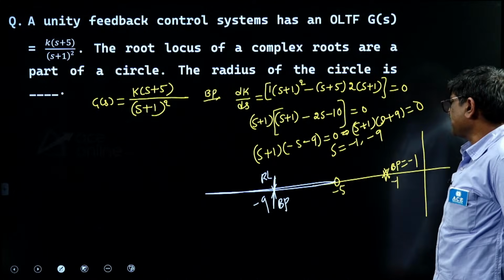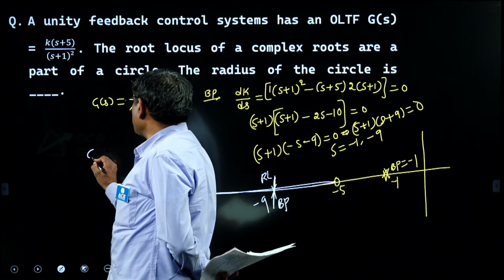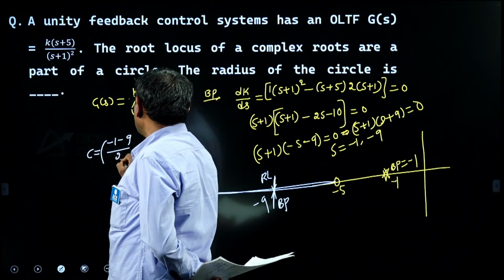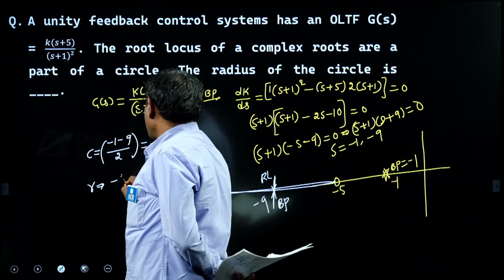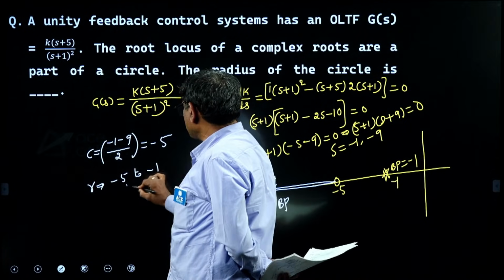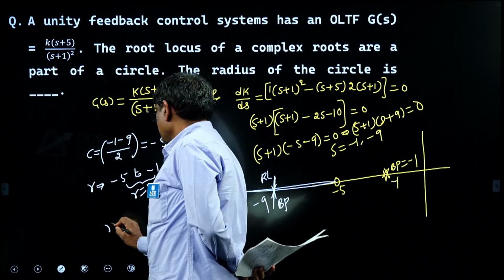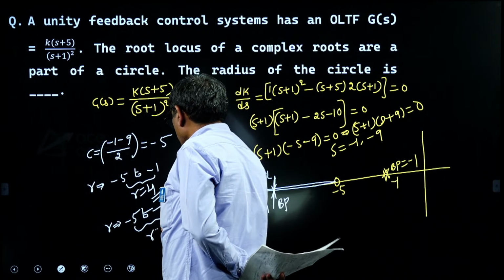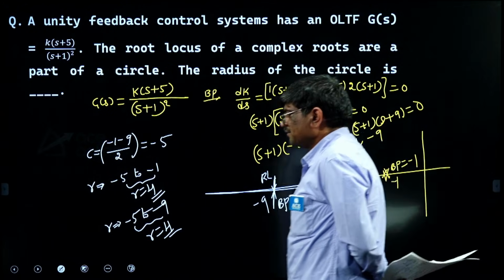Now tell the center and radius. Anybody answer? Center is the midpoint: minus 1 minus 9 by 2. Center is minus 5. Radius is the distance from minus 5 to the break point, for example minus 1. What is the distance? The distance is 4. So, radius is 4. Or the distance from minus 5 to minus 9: 4 units. Don't add the sign. Radius is a magnitude. You should not add the sign. Okay?